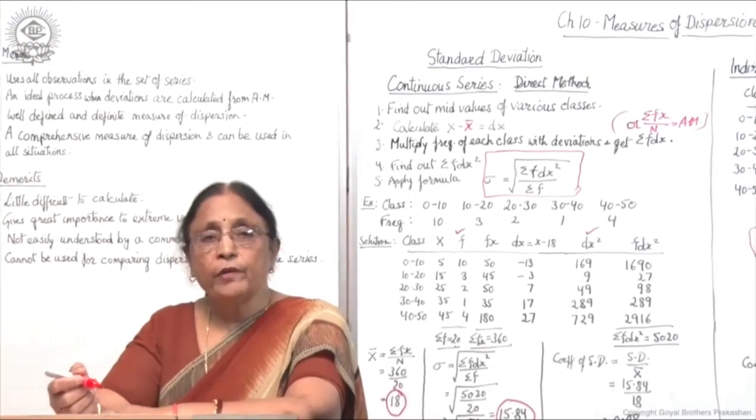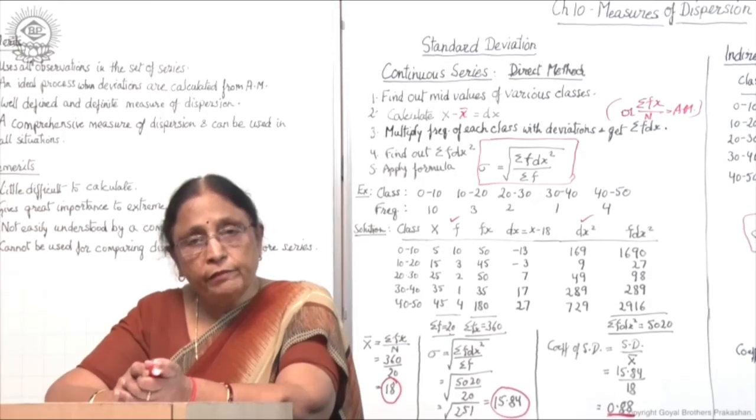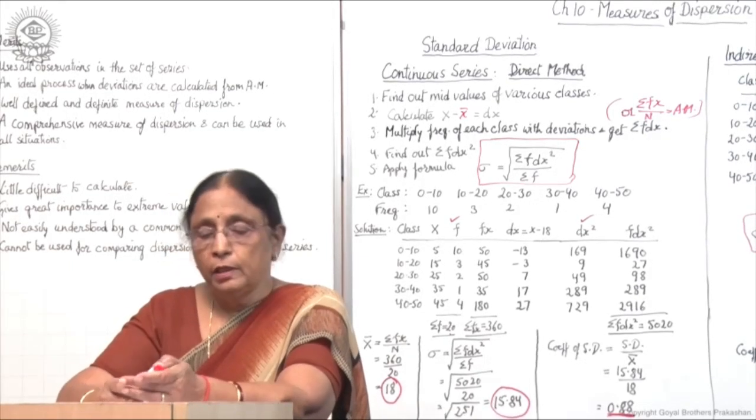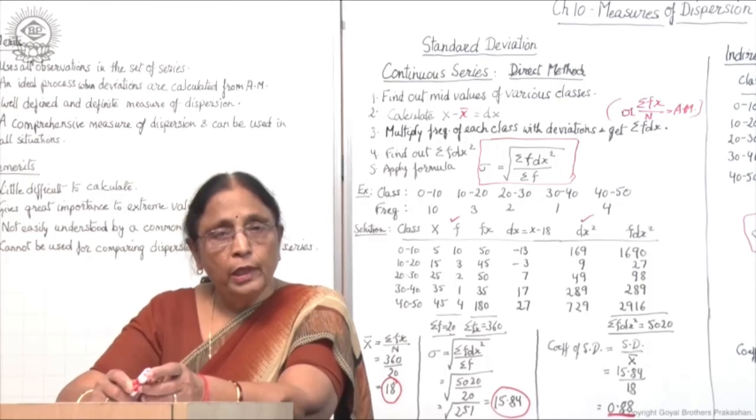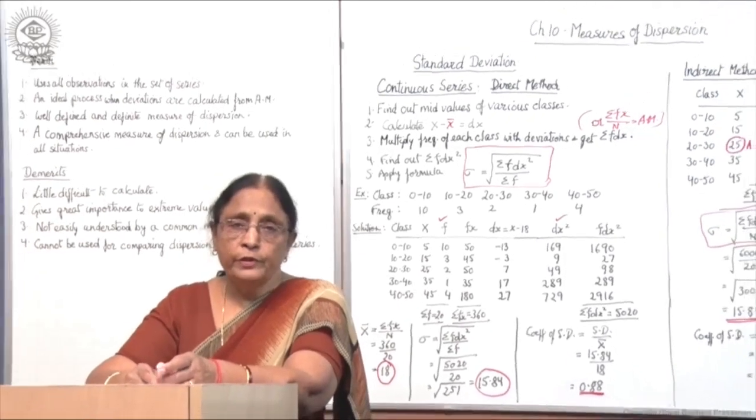So this way you have completed the knowledge about standard deviation, your calculation is complete, merits and demerits are over, and we will move to the next part, that is the Lorenz curve, another measure of dispersion.